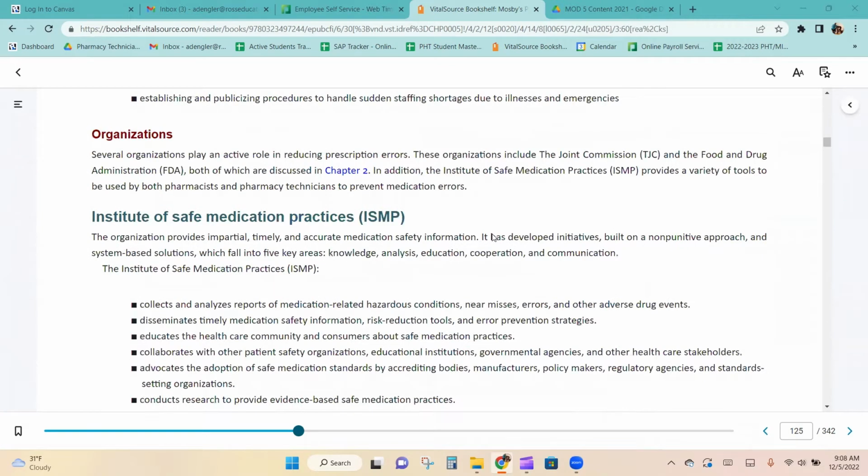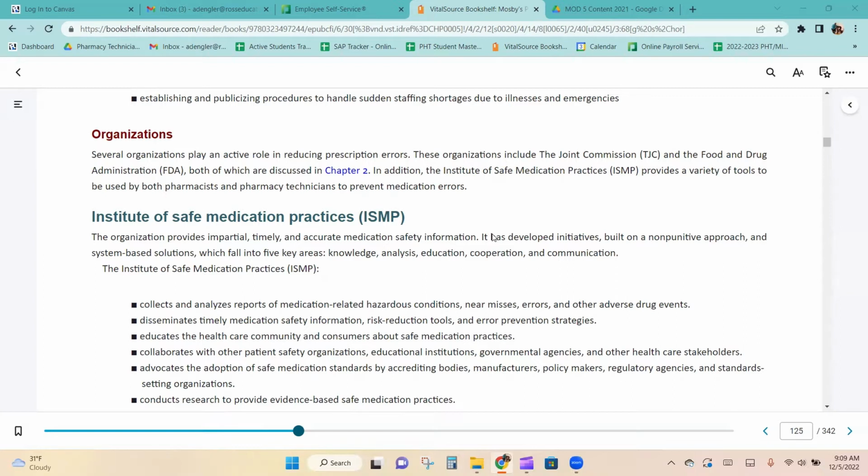Several organizations play an active role in reducing prescription errors. These organizations are the TJC, the Joint Commission, and the FDA, both of which we discussed in chapter 2. In addition, the Institute for Safe Medication Practices provides a variety of tools to be used by both pharmacists and pharmacy technicians to prevent errors.